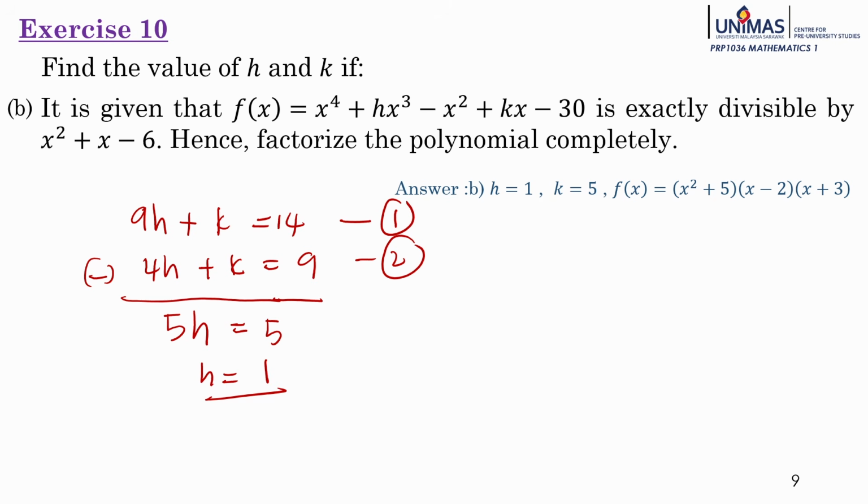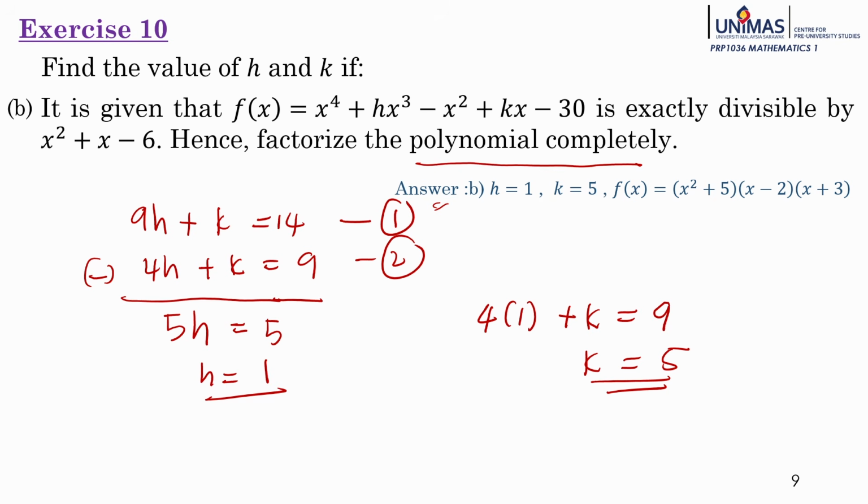After that, we find the value of k. We can substitute into either equation 1 or 2. I choose 2. So 4 times 1 plus k equals 9. So for k, we can get the answer 5. After that, the question asks you to factorize the polynomial completely. Because of the x to the power of 4, we can use long division.